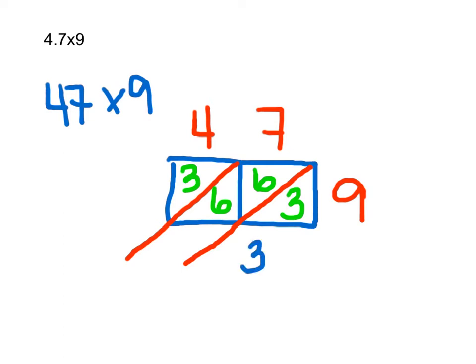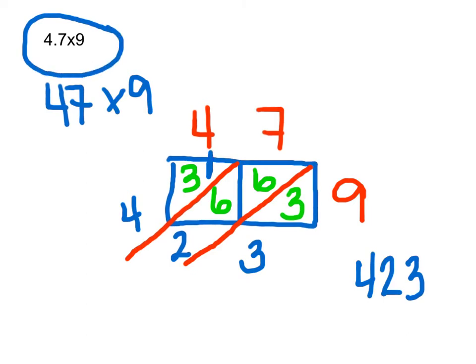3 plus nothing is 3. 6 plus 6 is 12. Carry your 1 to the next diagonal. 1 plus 3 is going to equal 4. So you have 423. But you need to remember to go back to your original problem and count over the place value of the decimals.